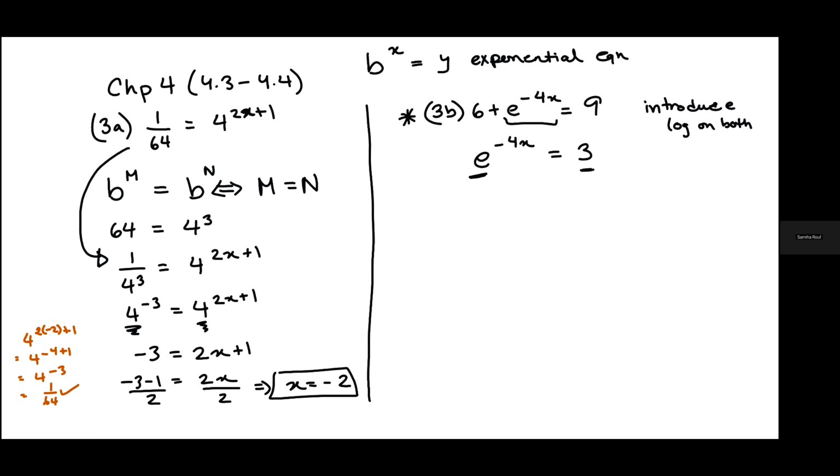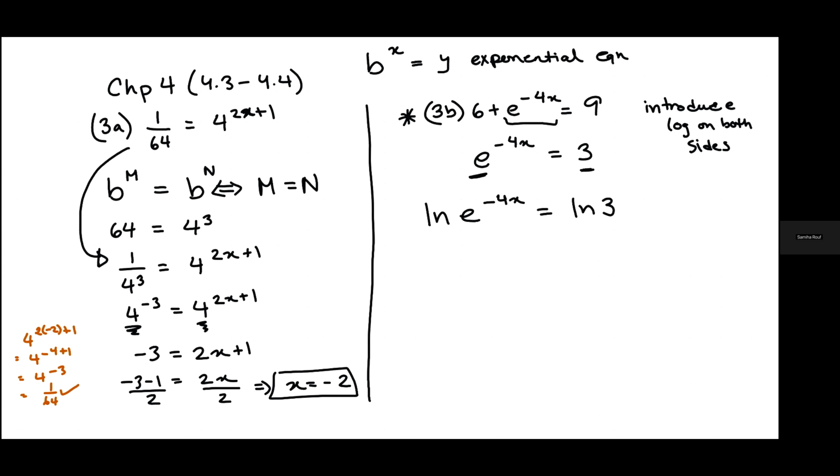Okay. Now, generally, you could just do log on both sides, or you could do natural log on both sides. Since it's e, it just makes sense to use natural log on both sides. But again, this would give you the same answer regardless of which one you use. But if you see e, preferably use natural log.